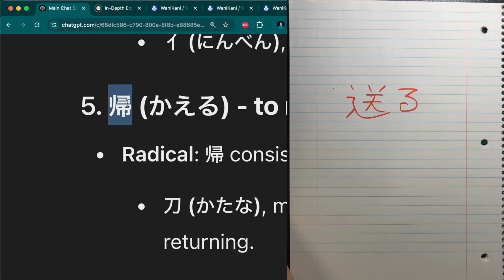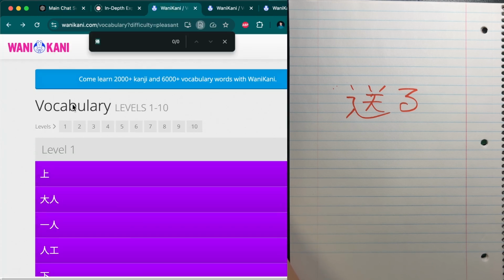And then kaeru. Kaeru is a good one. I'm kind of curious what they have to say. I'm very surprised that it isn't here.